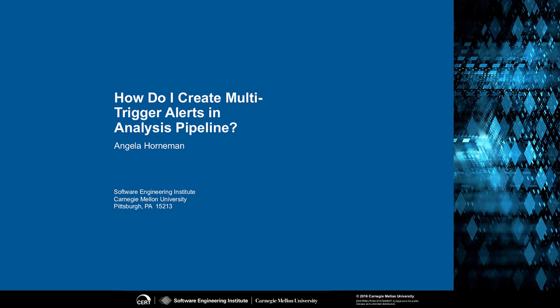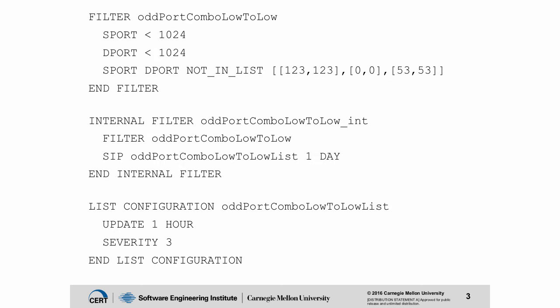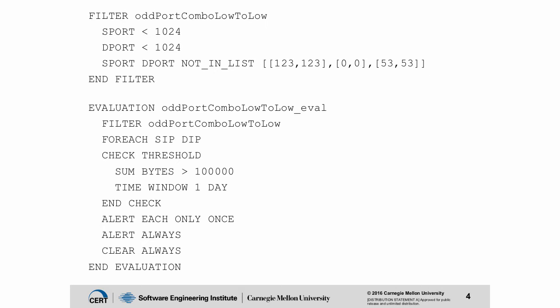How do I create multi-trigger alerts in Analysis Pipeline? Basic alerts in Analysis Pipeline are created directly from filters using an internal filter building block, or using the thresholding or analysis capabilities of an evaluation building block.